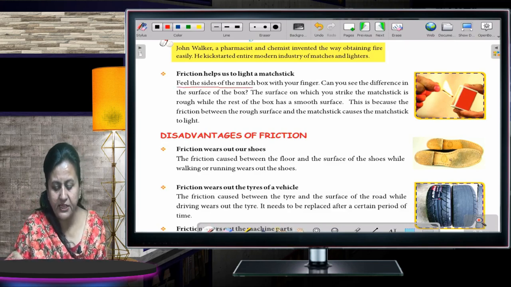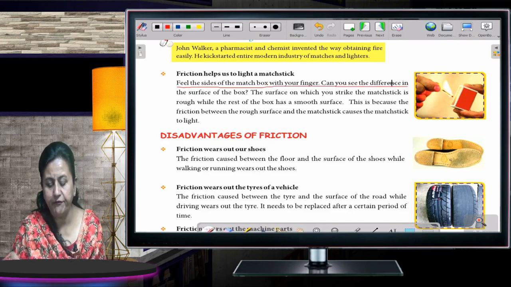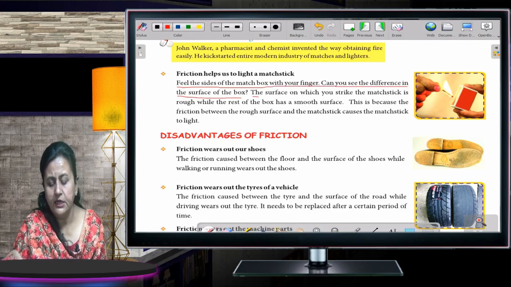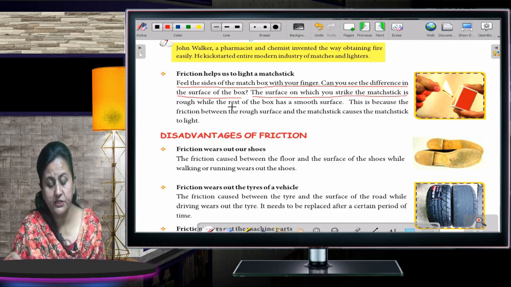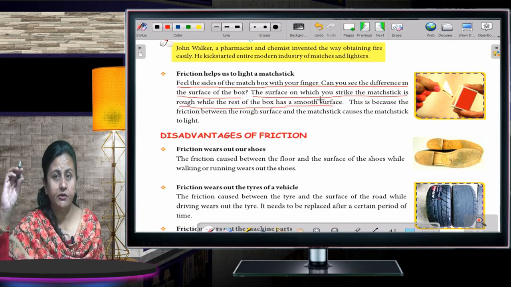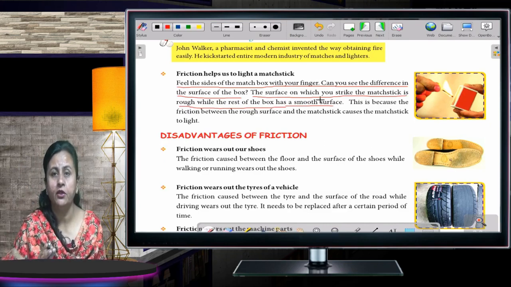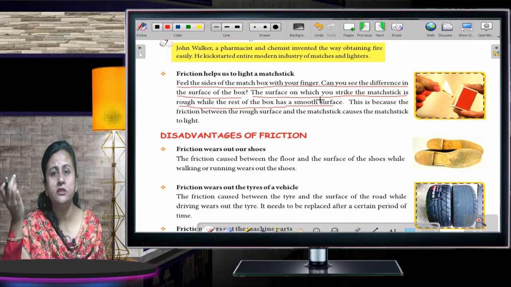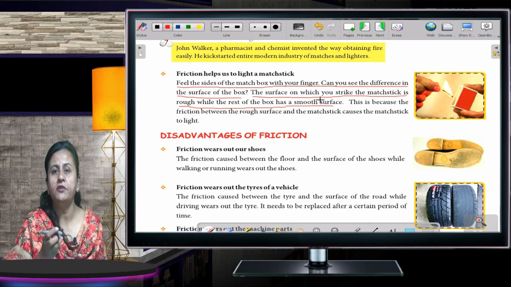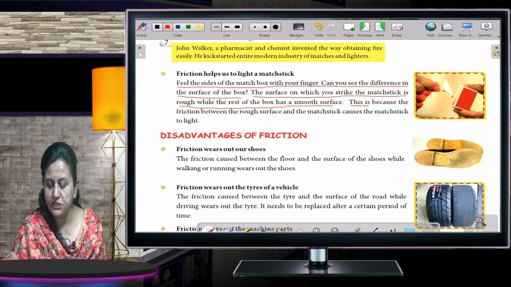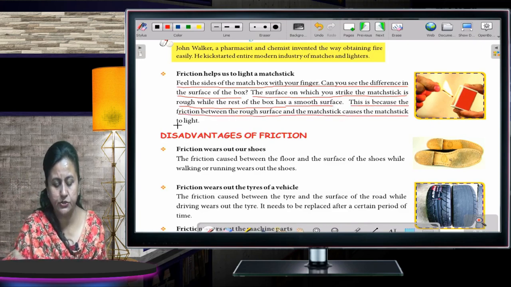Feel the sides of the matchbox with your finger. You can see the difference in the surface of the box. The surface on which you strike the matchstick is rough, while the rest of the box has a smooth surface. You have got a strip on the side of the matchbox, you just feel it. It is somewhat rough. Okay, but the other part of the box is very smooth. Only the strip, on which we strike the match, is rough. This is because the friction between the rough surface and the matchstick causes the matchstick to light.